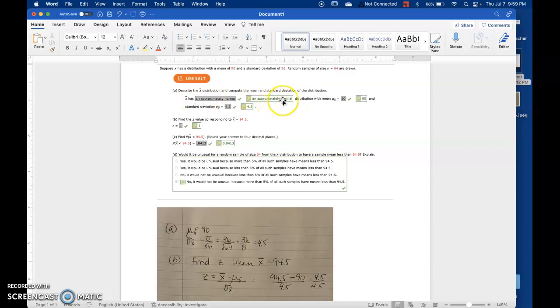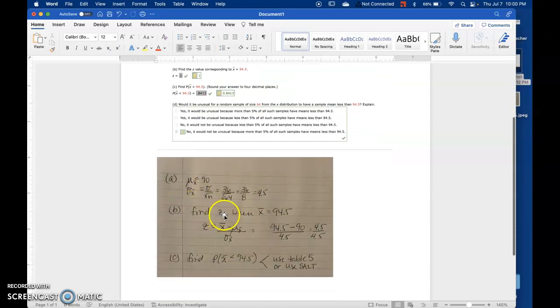That means it's approximately normal. The mean will be the same, and the standard deviation you find by taking the standard deviation given divided by the square root of n. So the given standard deviation was 36, and the n is 64, so 36 divided by the square root of 64, which is 36 divided by 8, which is 4.5. So now we know our mean of X bar is 90 and standard deviation of X bar is 4.5.